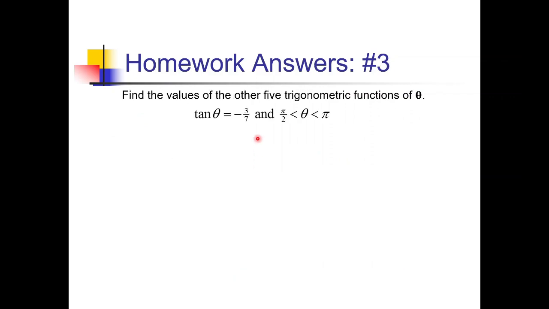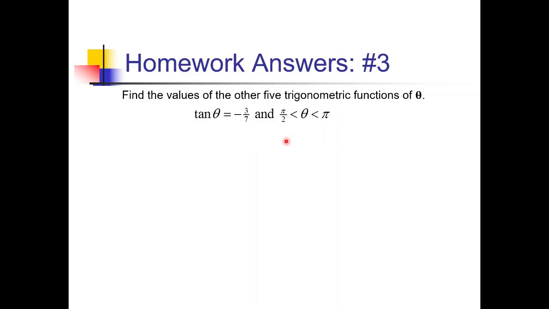On this problem, we are given the tan of an angle as -3/7, and we're told that the angle is between pi over 2 and pi. Based on that, we want the other 5 trig functions. So let's begin by identifying x, y, and r.